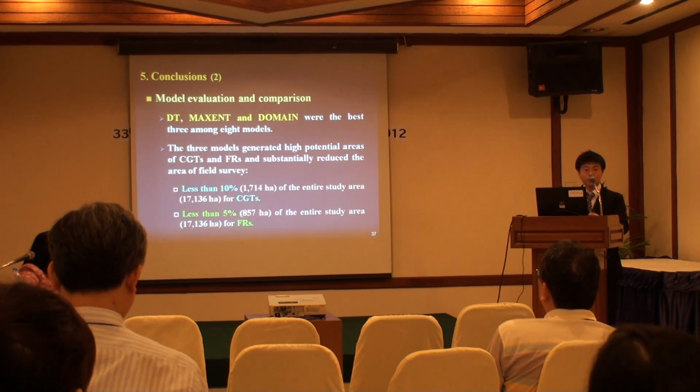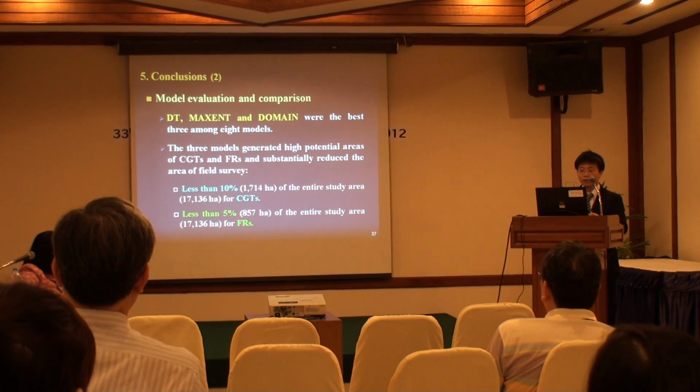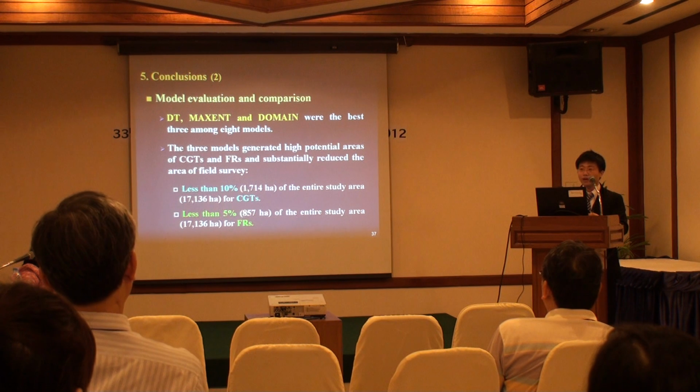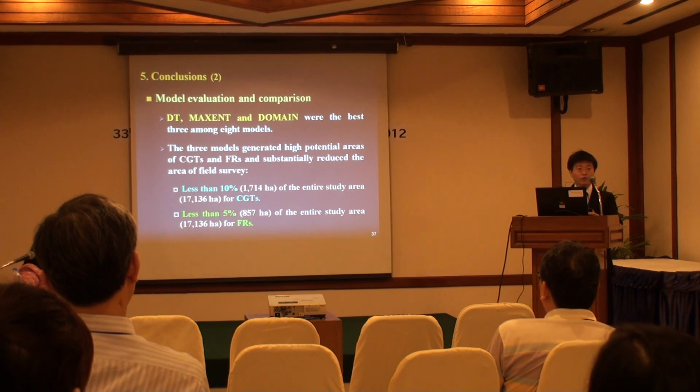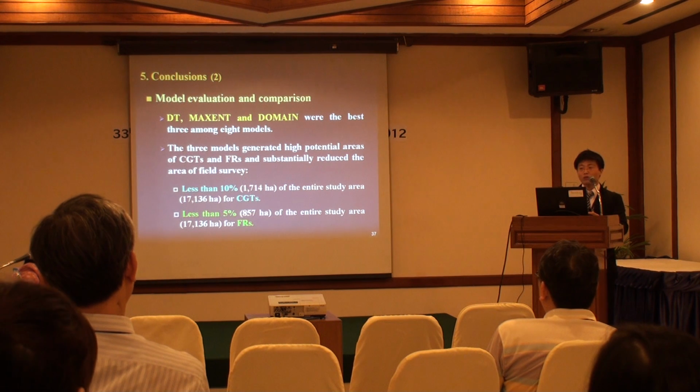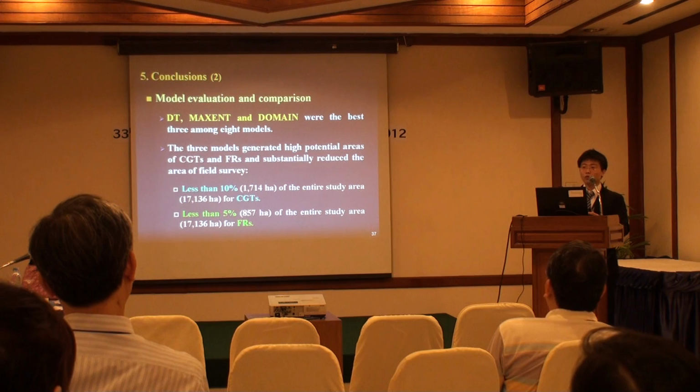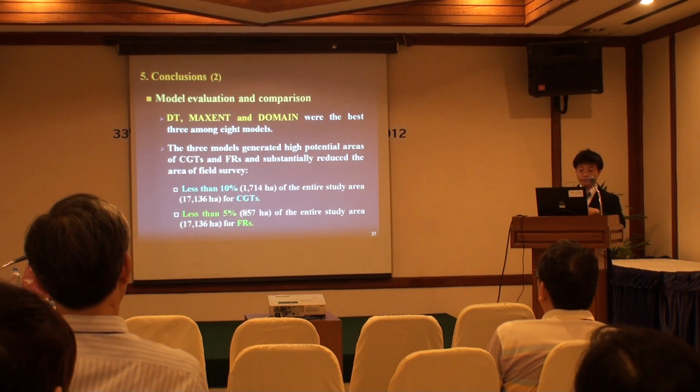The second point: DT, MaxN, and the domain were the best 3 among the 8 models. These 3 models generate high potential areas for the 2 species and substantially reduce the area of field survey. They are well suited for predicting the potential habitat and will help fieldwork investigation in the future.